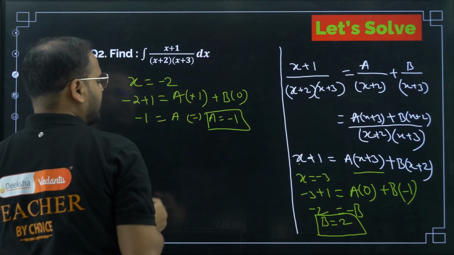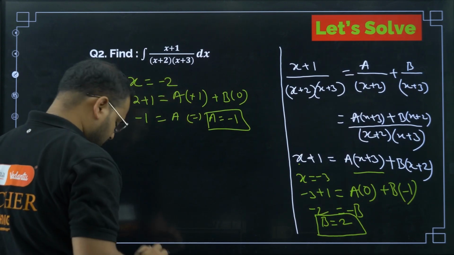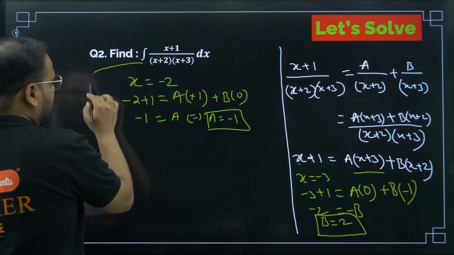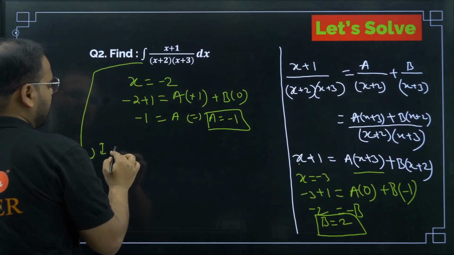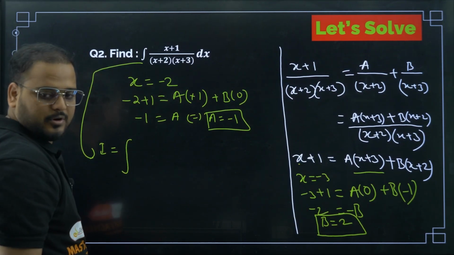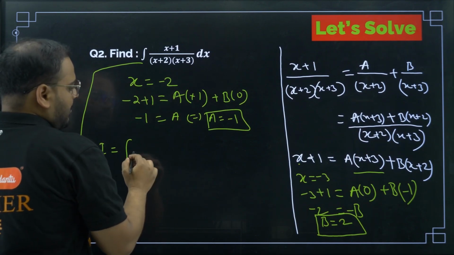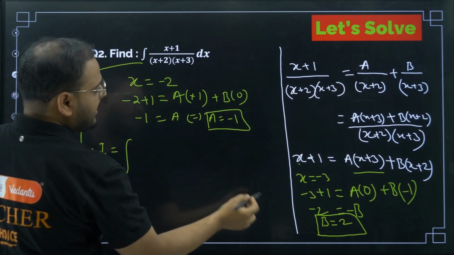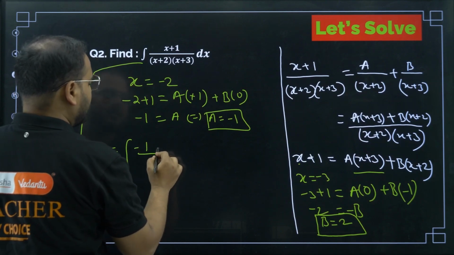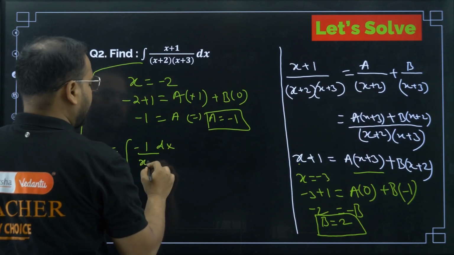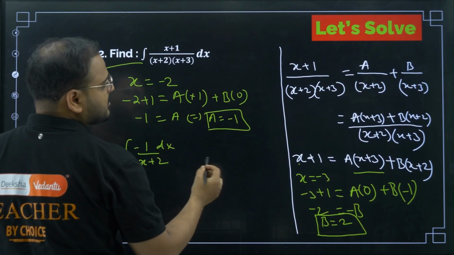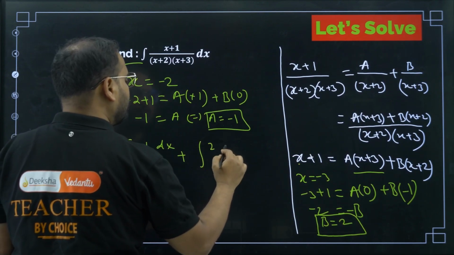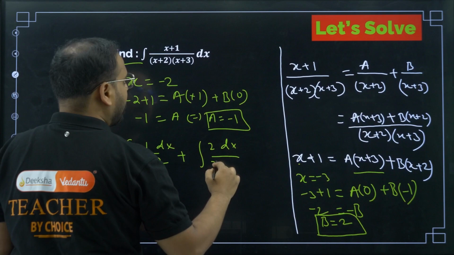Now substitute this in the integration. How will I split the integration? This will look like this. Have a look. The integral will become: integral of first one, I have written like this, so a, minus 1 dx upon x plus 2, plus b. What is b? 2. So integration of 2 dx upon x plus 3.